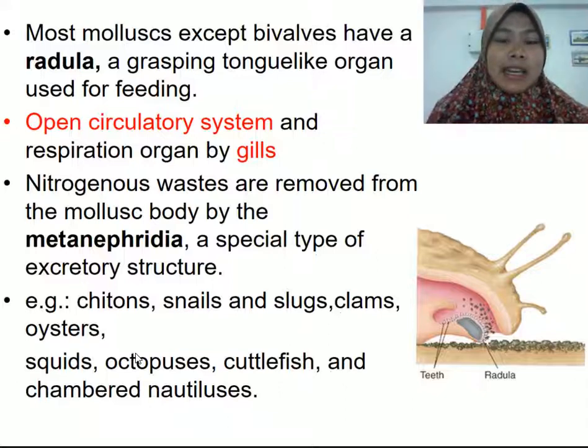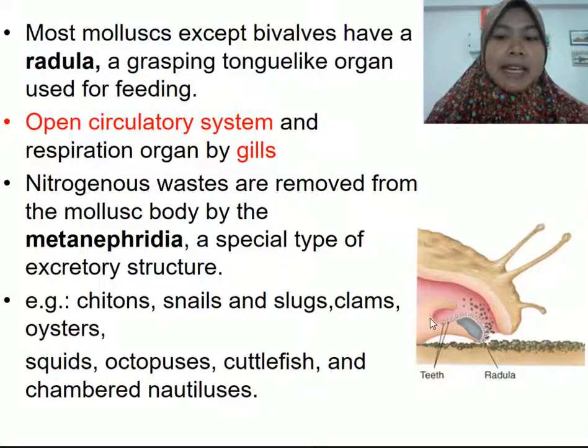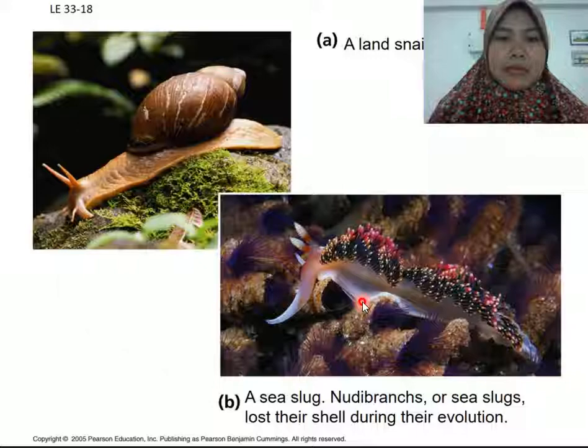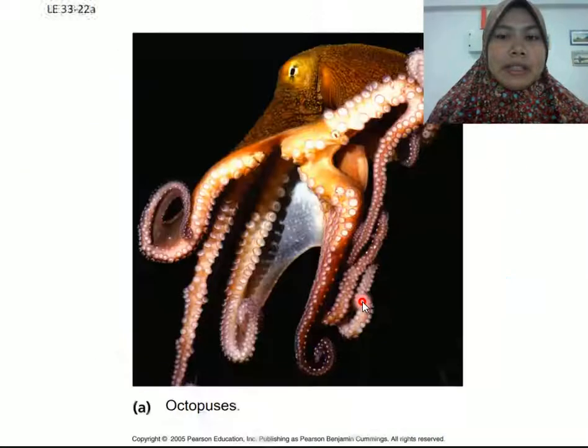Also to add more, most mollusks have separate sexes, meaning they will have male and female. But for snails, land snails, many snails are hermaphrodite, meaning that they have both male and female reproductive structures. So these are all the examples.